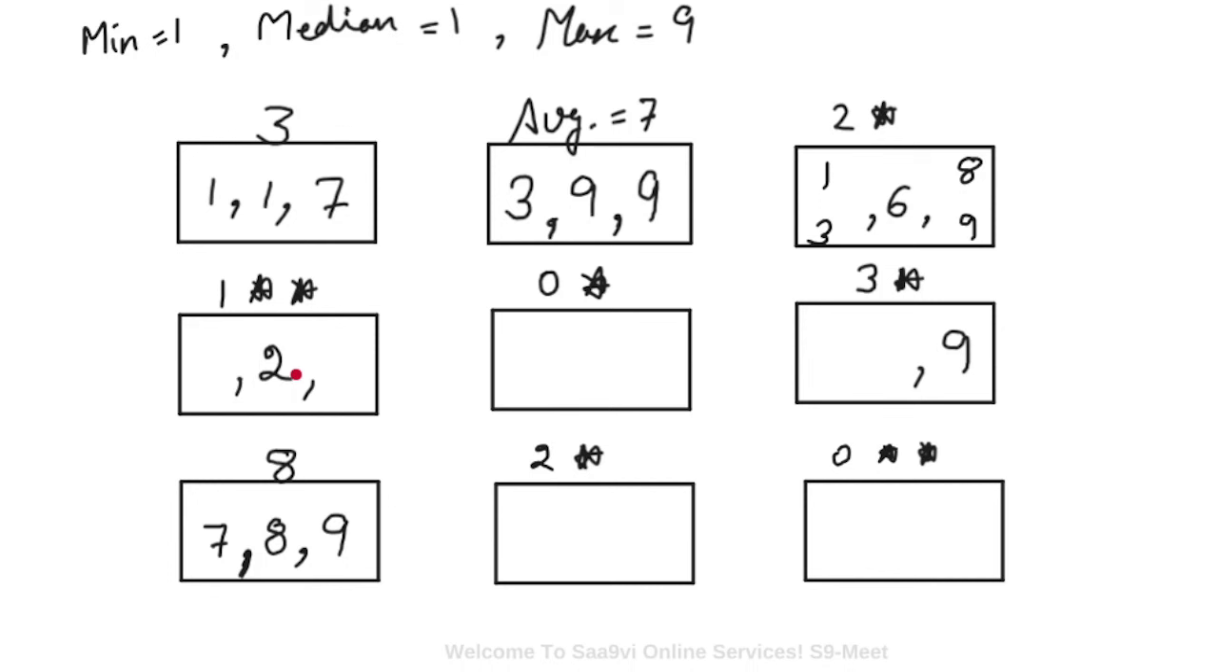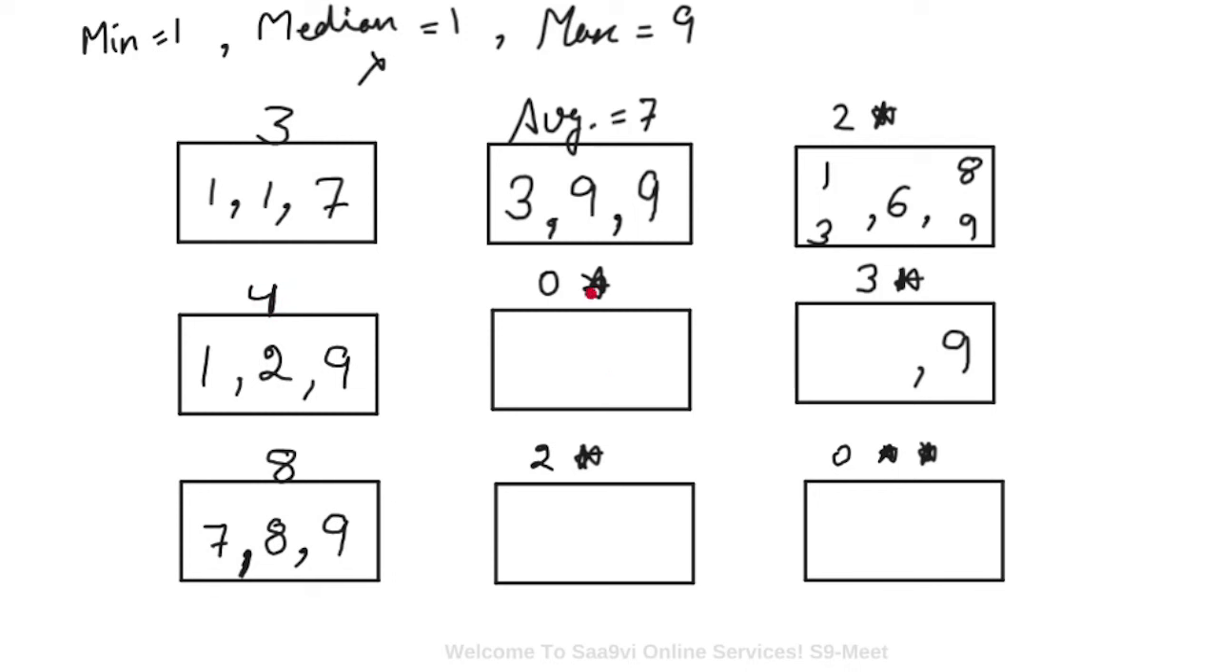Let's go for the next box. Now here, 2 conditions have to be met. Median can't be 1. That means 1 and 9 have to be there. We don't have an option to that. And 1 plus 2 makes 3, and with 9, 12. And the average is going to be 4.